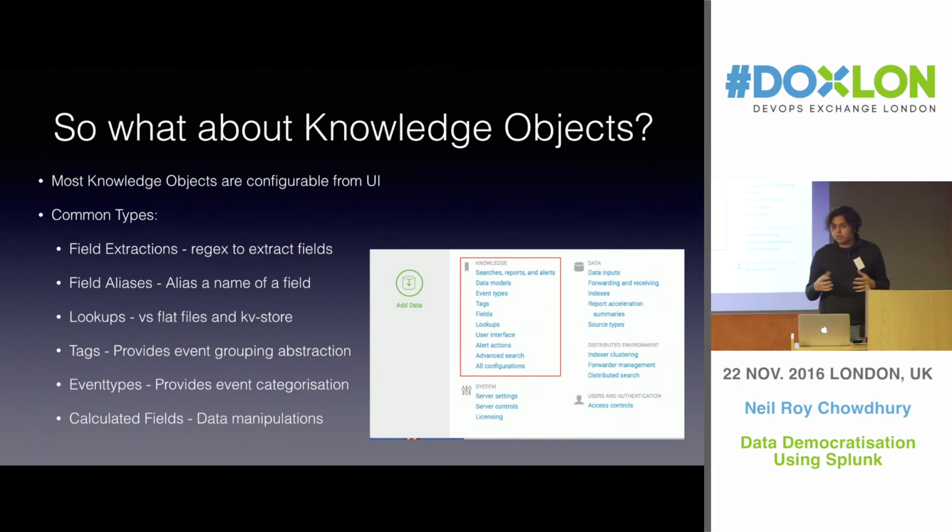So there's field extractions that you use regex to do, and that's a common way of doing it. And then you have field aliases that alias your fields, and lookups that basically enrich your data on the fly, and tags and event types. So tags group things. If you've got web logs, you tag it web, right? And then event types use keywords to formulate and categorize what your data actually is. And then eventually you have calculated fields.